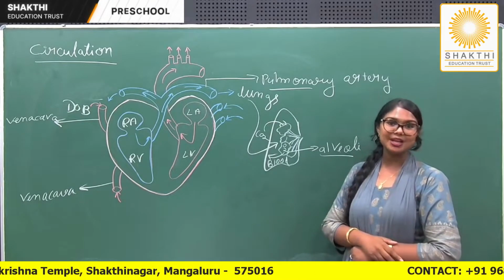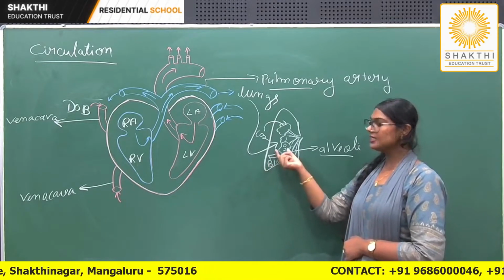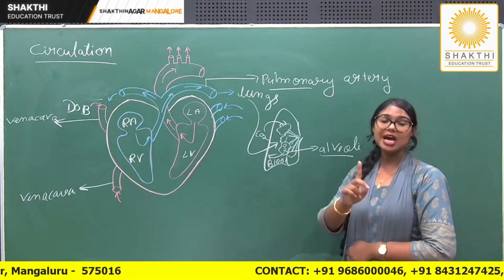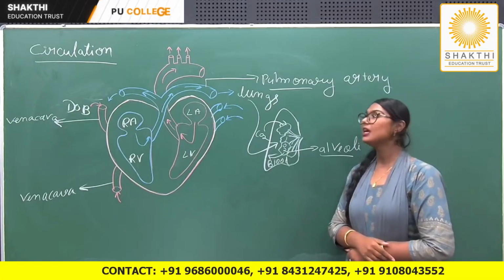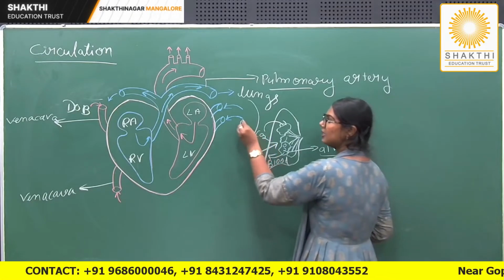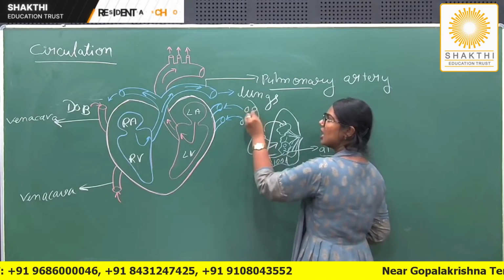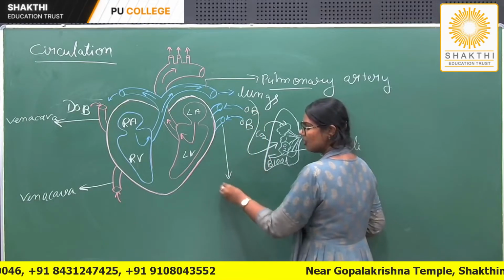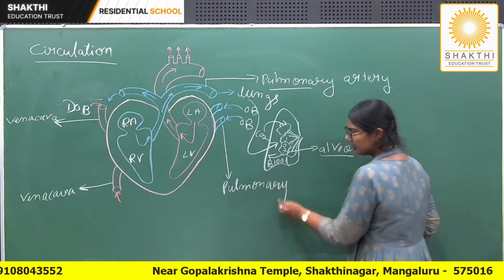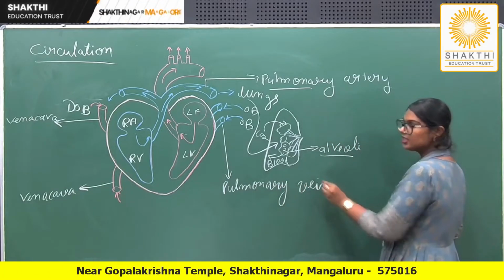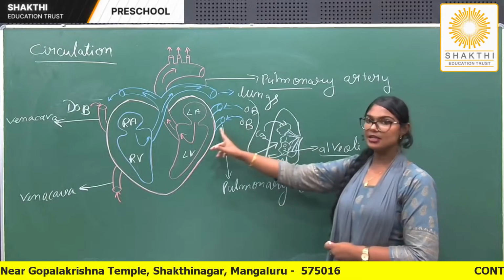What happens now? The blood is containing oxygen. So, we now call it as oxygenated blood or OB. Now, this oxygenated blood is brought back to the heart by these vessels called as pulmonary veins. The pulmonary veins will carry oxygenated blood from the lungs to the heart.